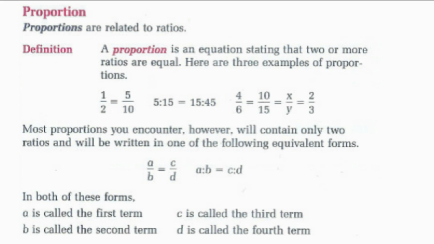And then I have 4/6 is equal to 10/15 is equal to x to y is equal to 2/3. All these ratios will simplify to 2/3, which is why this is a proportion. Most proportions we'll encounter will contain only 2 ratios and not 4 ratios like this example. They'll be written in this form: a to b is equal to c to d, or in fraction form, a/b = c/d. In both of these forms, a is my first term, b is my second term, c is my third term, and d is my fourth term.